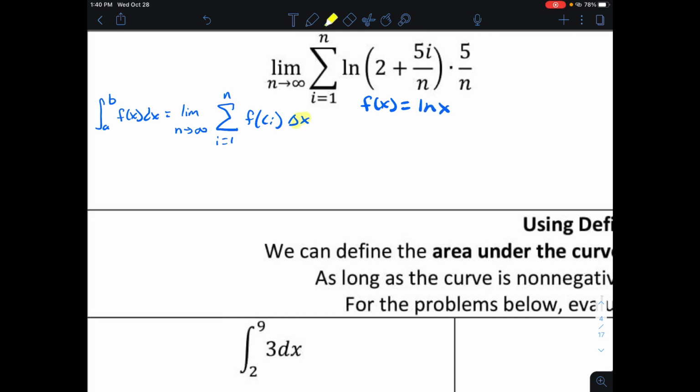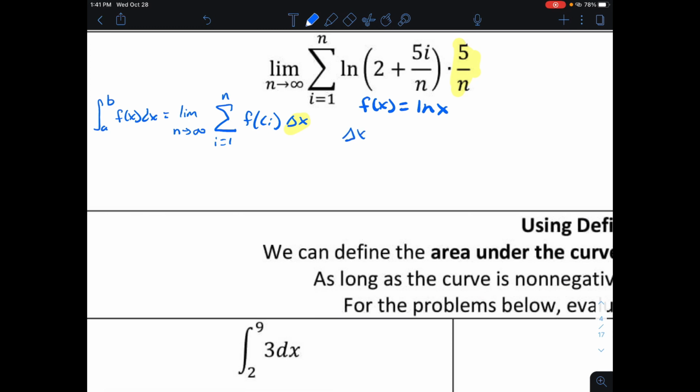Now, we could also figure out what delta x is, which is going to be 5 over n. So we know that delta x is equal to 5 over n, but recall that delta x before is b minus a over n. So that represents the overall distance that we have from start to finish. So it's going to be 5 units difference from a to b when I'm writing my bounds here. So right now, all that we know is that this represents the definite integral of the ln of x times dx. I have to figure out what a and b are.